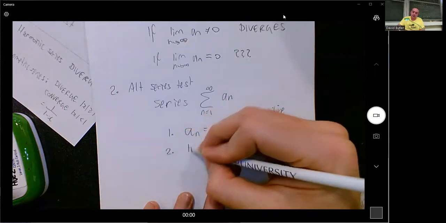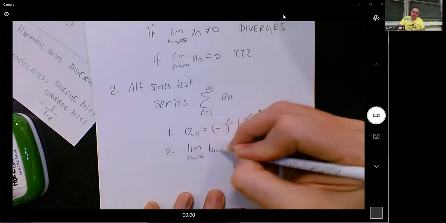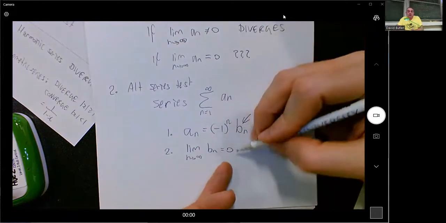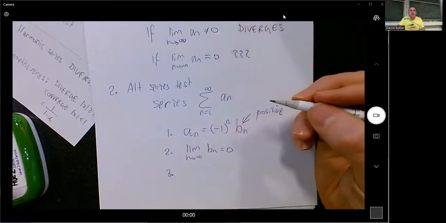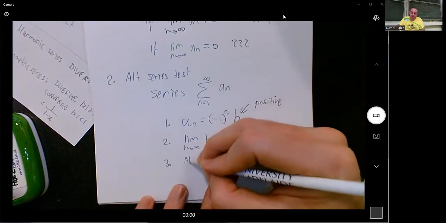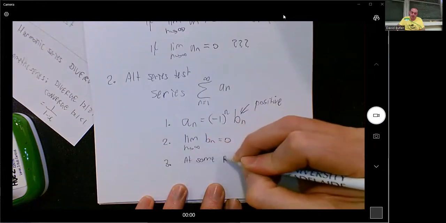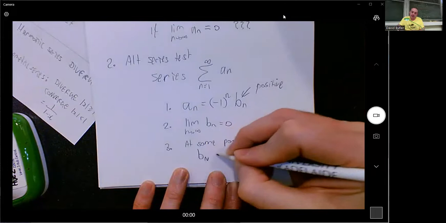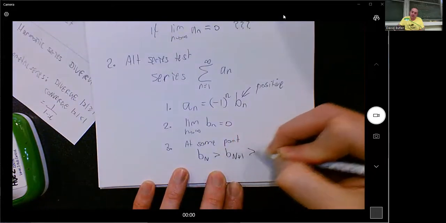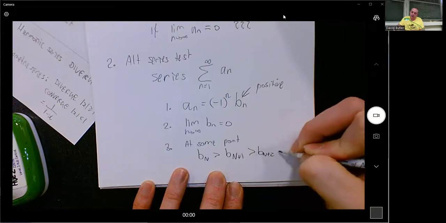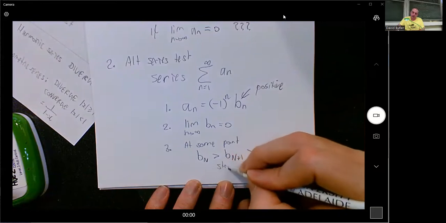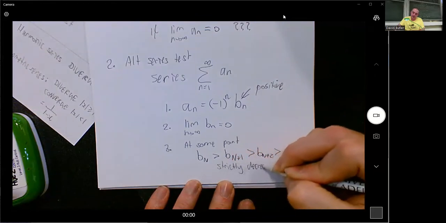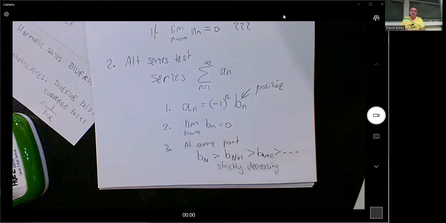And number 2, the limit as n goes to infinity of the Bn has to be 0. I mean, it can't be not 0 or it wouldn't converge. And number 3, at some point, Bn is more than Bn plus 1 and it's more than Bn plus 2 forever. So strictly decreasing. If all 3 of those things happen, then it converges.